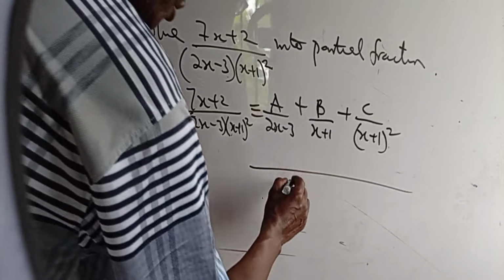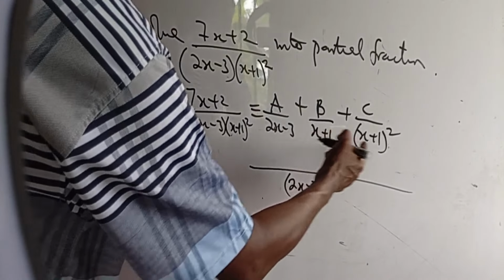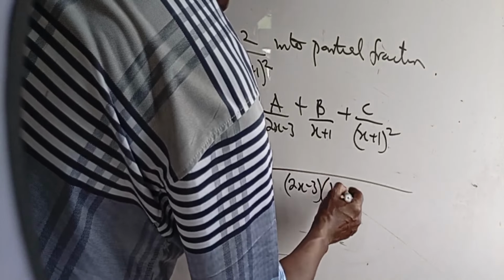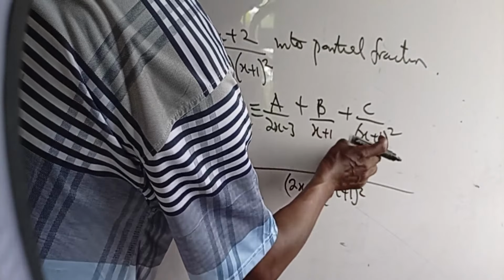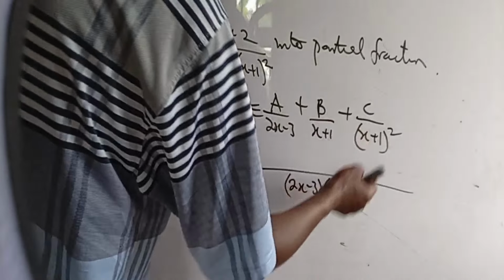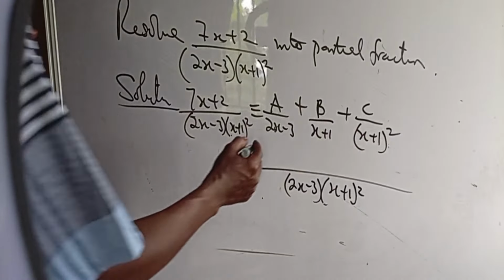So let's find the LCM. Our LCM is 2x minus 3 times x plus 1 squared. You know, x plus 1 can be found in x plus 1 squared, so you can just pick x plus 1 squared because this one is more than this. This one can be found in this, so we don't need to write everything. That's why I pick the one that is squared.